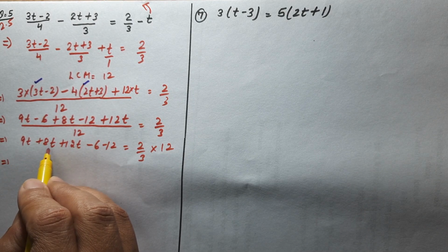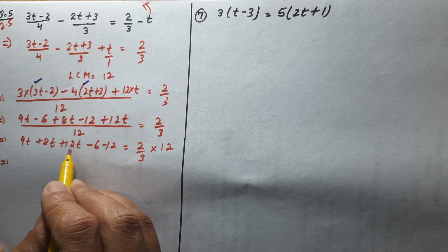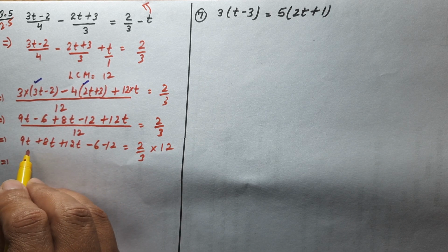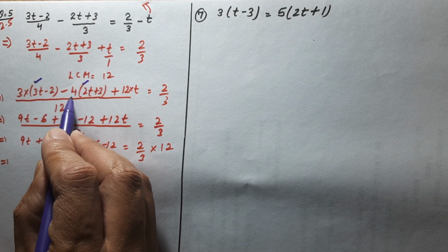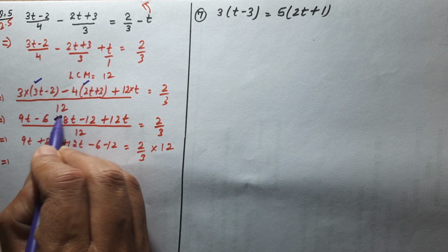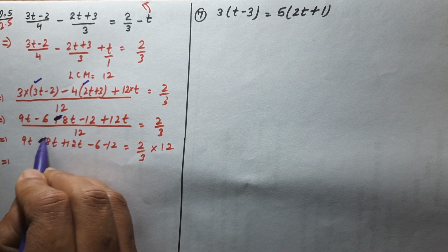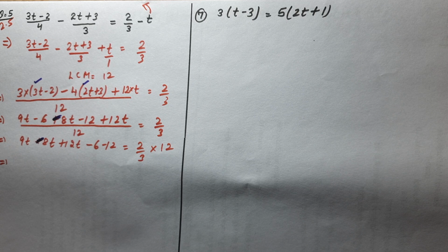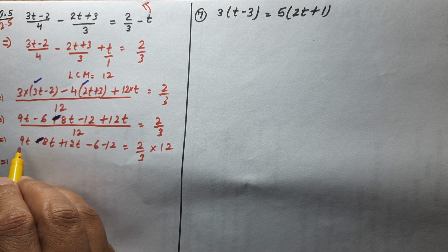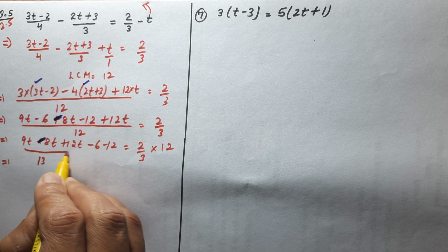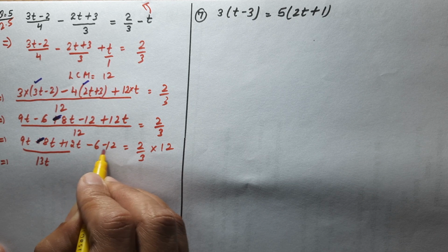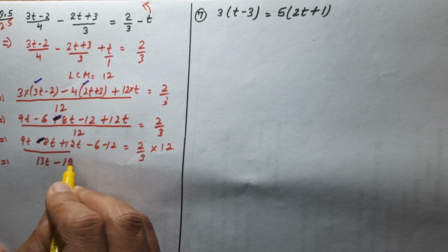Yes children, just see, here I have put the wrong sign. Here 4 into 2t is 8t, here it will be minus sign. Other things I think are correct. Now 9t minus 8t is 1t, 1 plus 12, 13t. 13t, 12 plus 6, 18 but with negative sign.